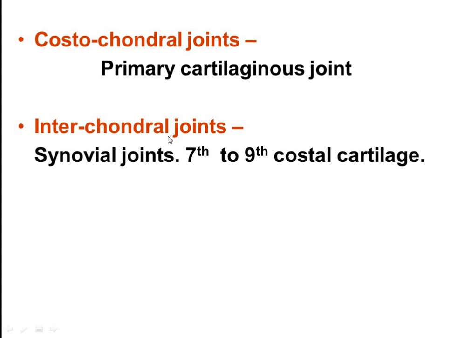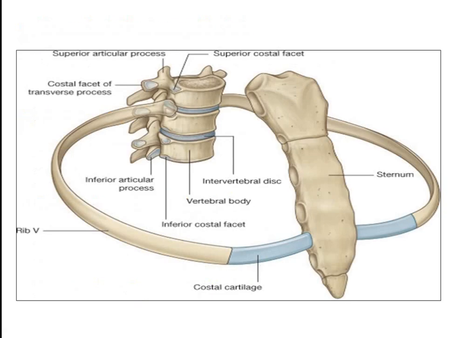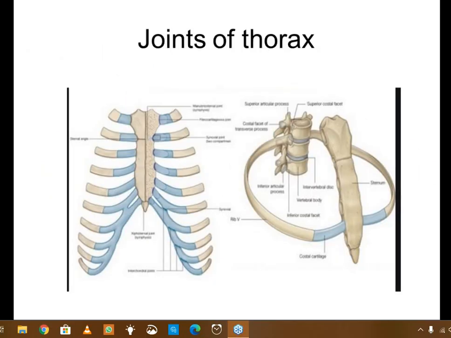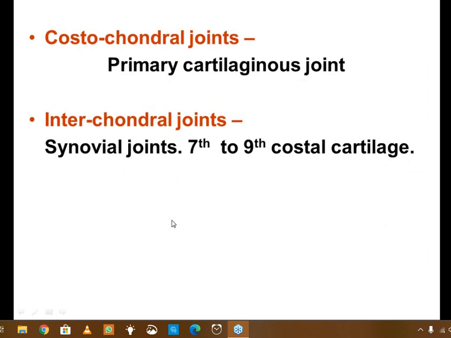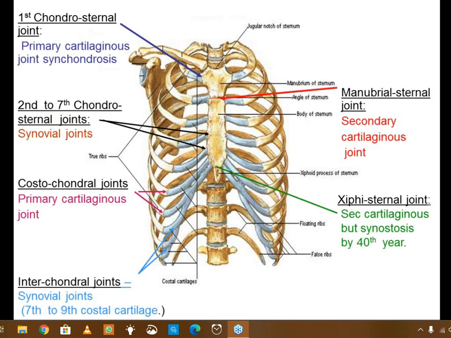As far as interchondral joints are concerned, between the 7th to 9th costal cartilages, they are also plain synovial joints. In the thoracic cage, the 7th costal cartilage articulates with the junction, the lower part of the body of the sternum with the xiphoid process, the lowermost end, and the 8th, 9th, and 10th articulate with these. So these are also plain synovial joints. Let's see what are the various joints present over here.